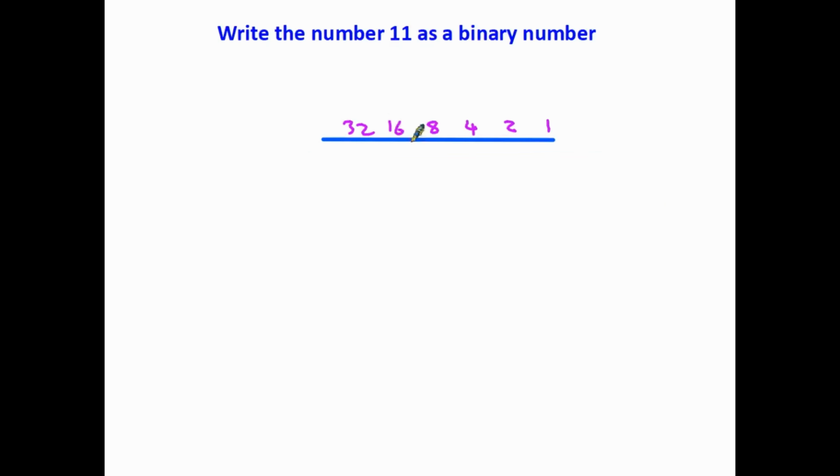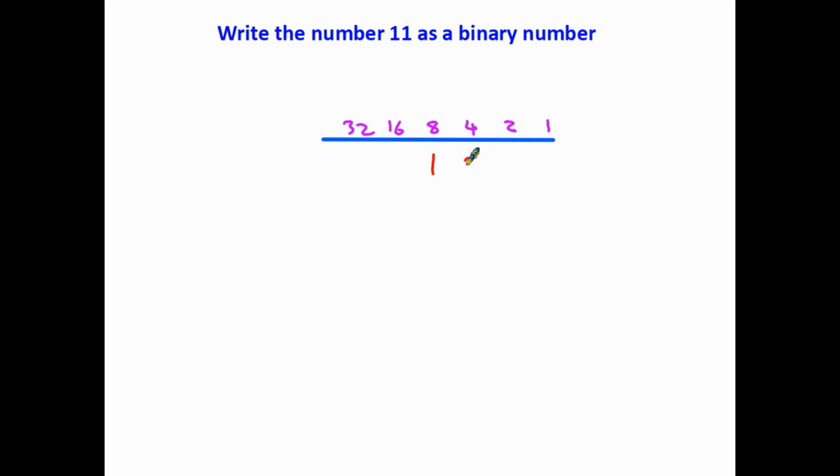And here's an example of a question that you might be asked in an exam. Write the number 11 as a binary number. So again, I've put the column headings just to help us with this. So if we're writing the number 11, 32 is too big. 16 is also too big, but we can use an 8. So that would be our first one. That is 8. Now, if we added a 4, that would make 12.